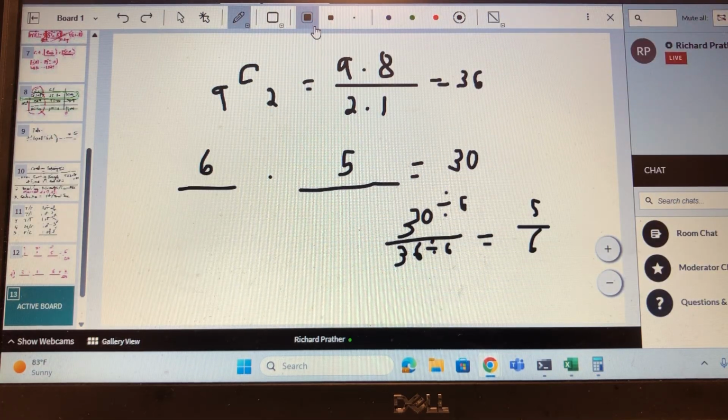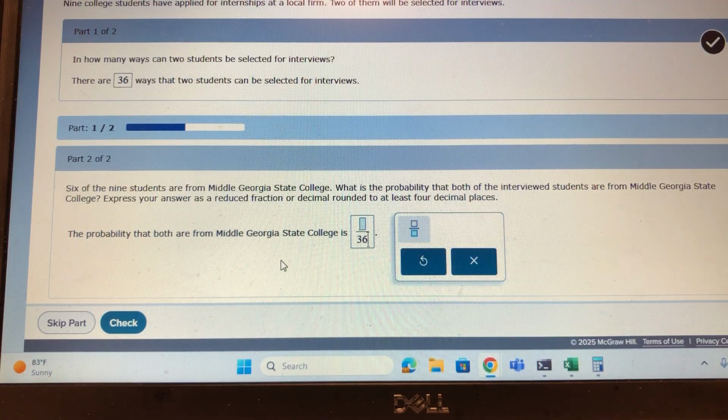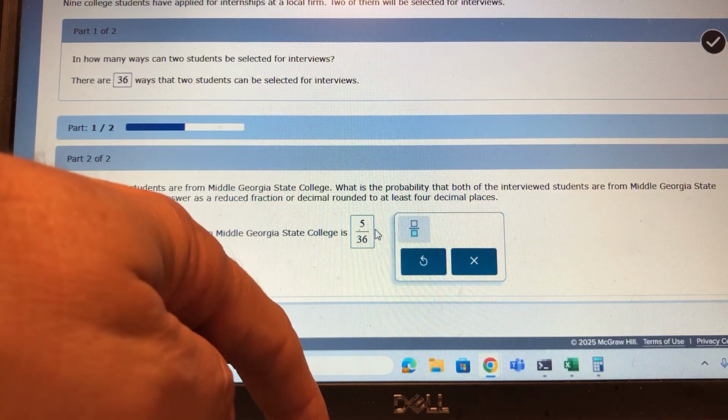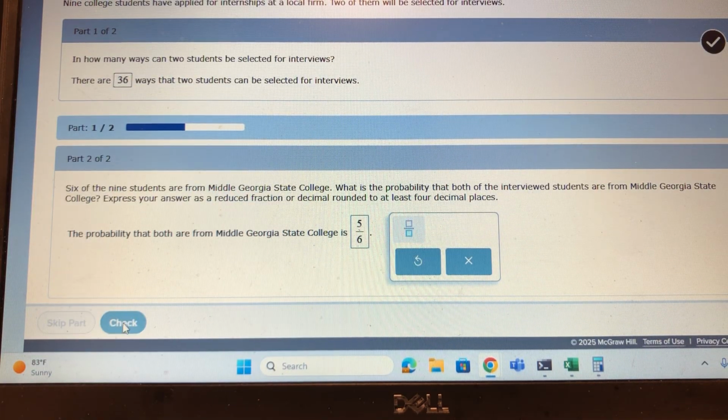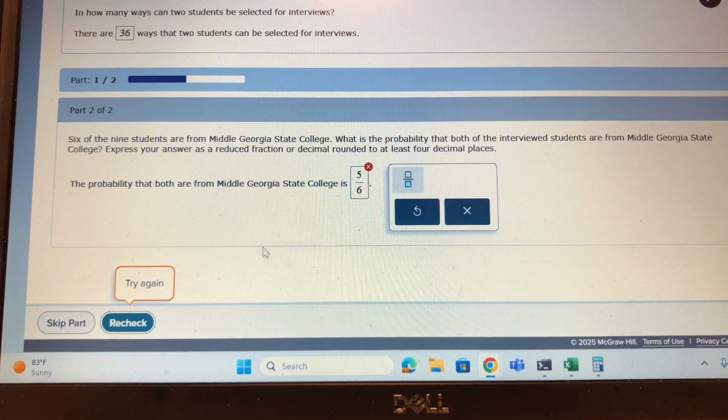That seems a little bit high. Where was the problem again? Because the chance of drawing one of them is 6 out of 9, 2/3, and then 5 out of 8, but we're not choosing all 9 of them. Reduce fraction or decimal. So let's try this first. 5 out of 6. No, okay, that doesn't seem right actually. 6 of 9 students are from Georgia.